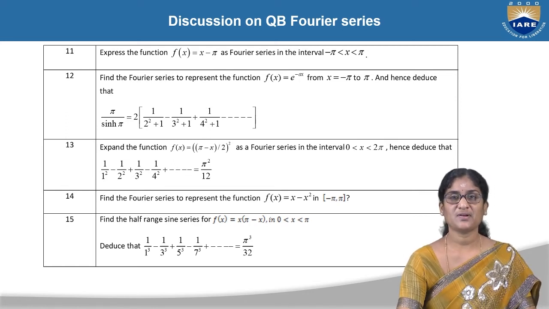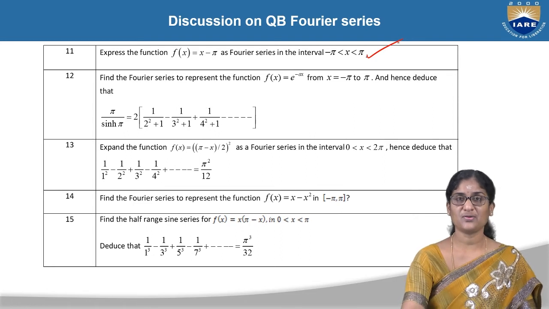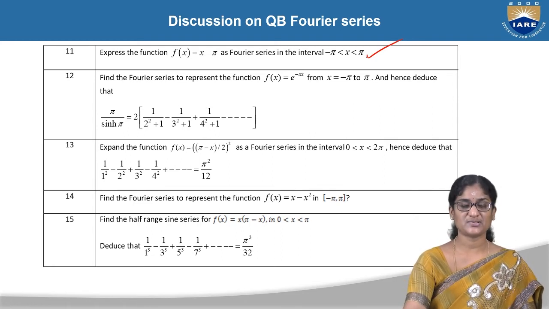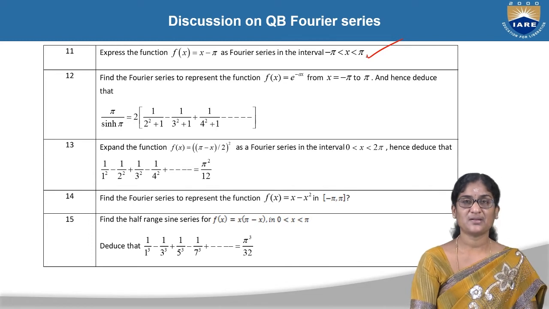a naught is nothing but 1 by pi integral minus pi to pi f of x dx, and an is equal to 1 by pi integral minus pi to pi f of x cos nx dx, and bn is equal to 1 by pi integral minus pi to pi f of x sin nx dx, and we can find out all the three Fourier coefficients and substitute in the expansion. Next question. Find 12th question from part B.